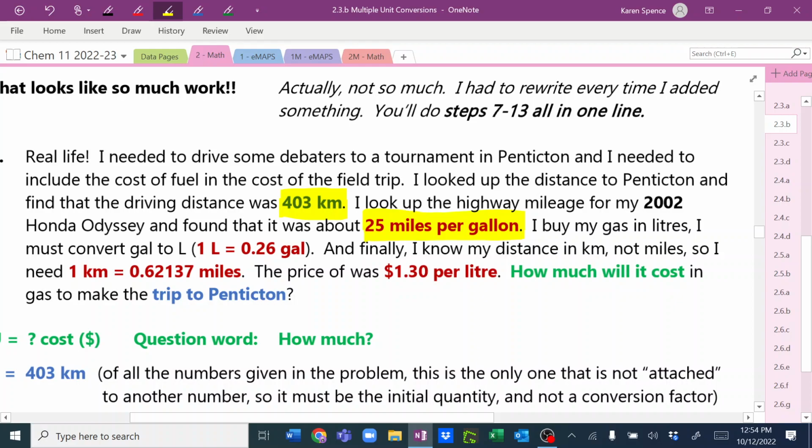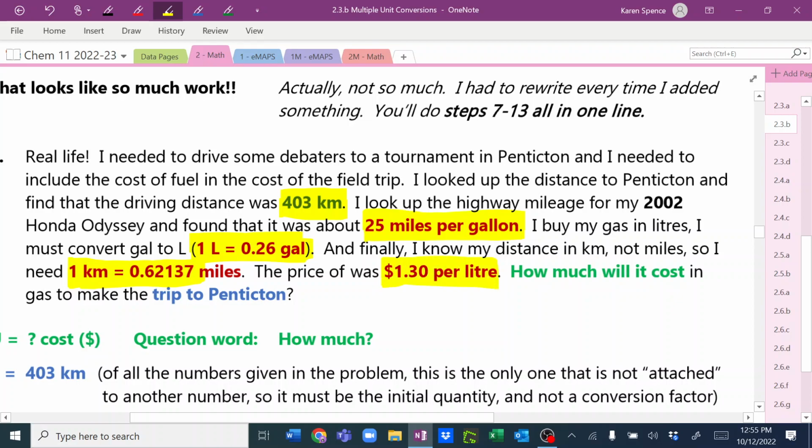I buy my gas in liters, though, so I have to convert from gallons to liters, and I looked this conversion factor up. 1 liter is 0.26 gallons. And finally, I know my distance in kilometers, not miles, so I need a conversion between kilometers and miles. 1 kilometer is 0.62137 miles. And you can see how long ago this was. The price of gas was $1.30 per liter.